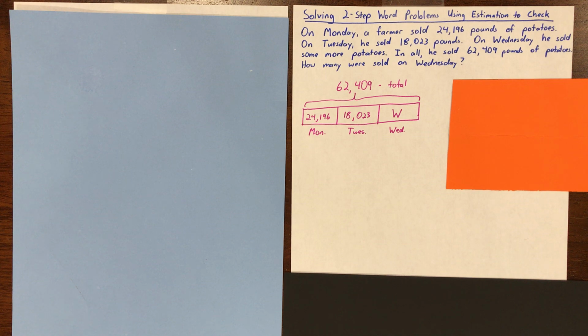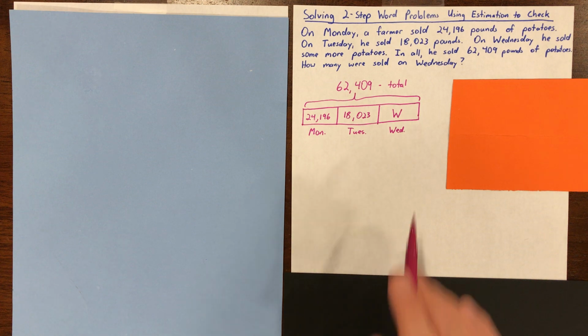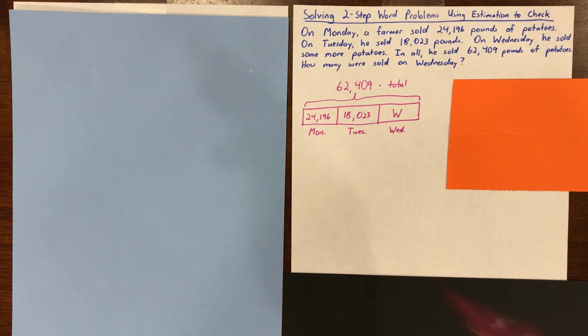Okay, so what's the big question in this problem, and how do you know? Say it out loud. Yeah, how many potatoes were sold on Wednesday? That's what the question is asking us, or the story problem is asking us to figure out.